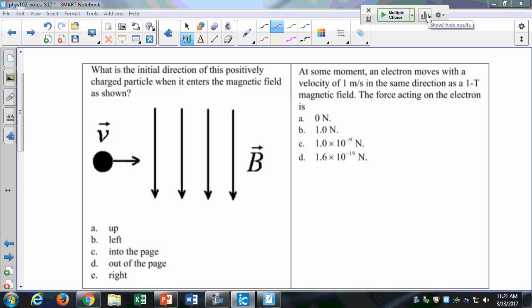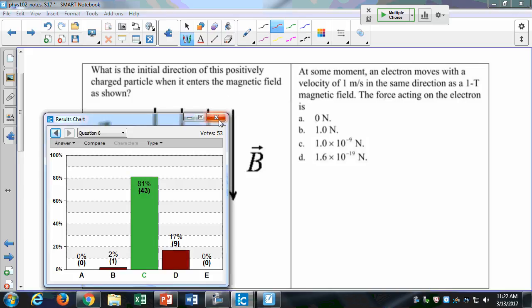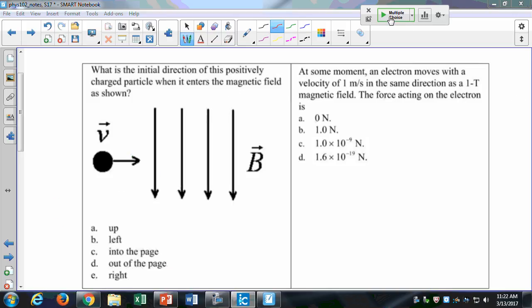Alright, so this particle is traveling in this direction with a magnetic field that's down. And so my force is, if I'm this particle, I'm going to move like this. I'm going to move into the page because my force is into the page. So C is the right answer on this one. Don't worry, we'll get the hang of it. We have some more of these in our concept test.